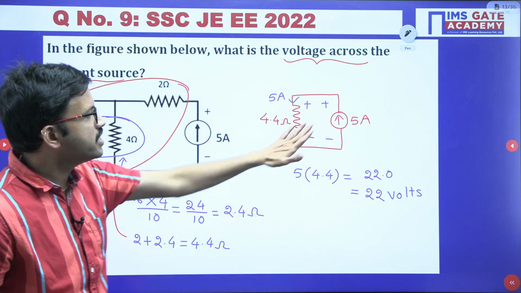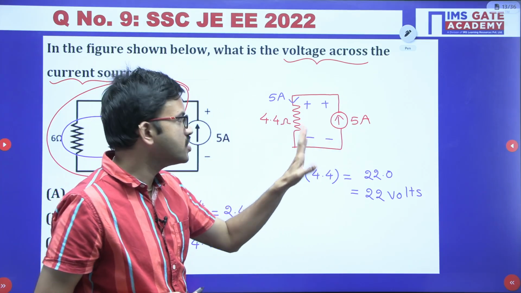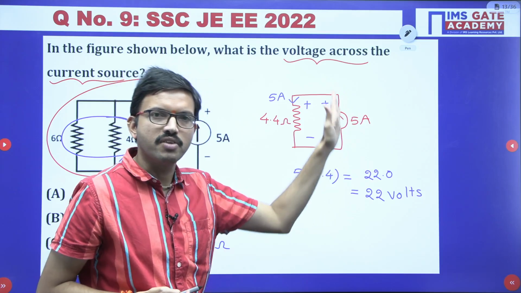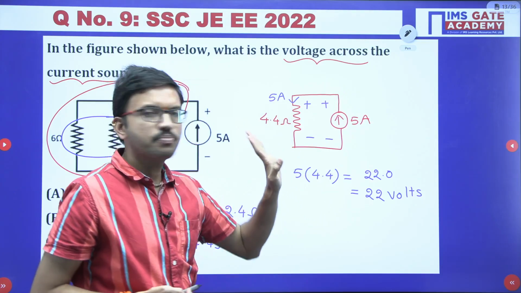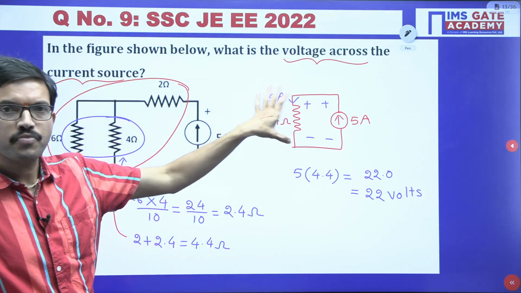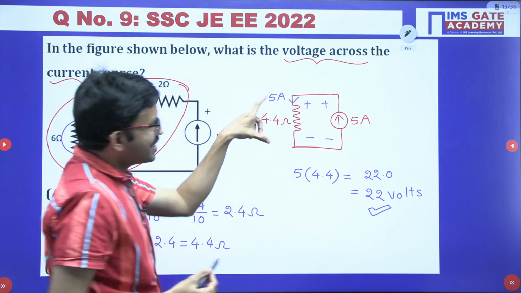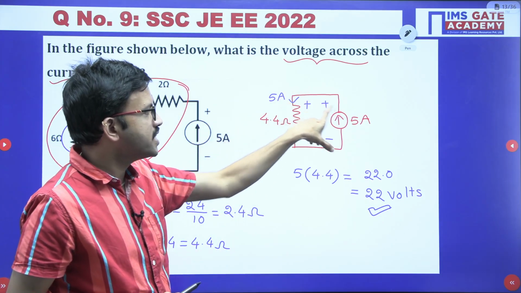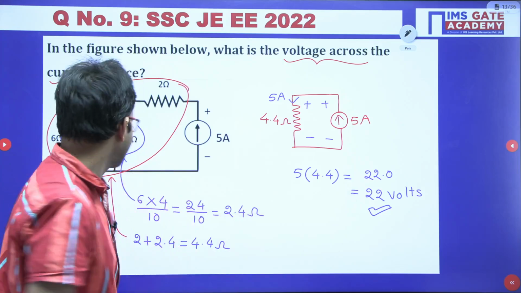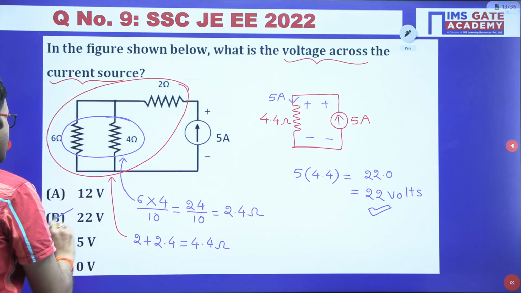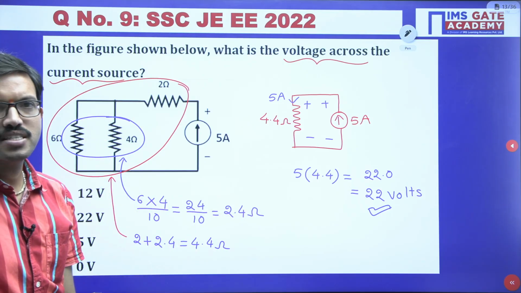Yes or no? Because when you have only one source, obviously that source is delivering the power. The current should leave from positive. Yes, polarities are the same. So in this way, whatever 22 volts you got with respect to the resistor, the same 22 volts will be present across the 5 ampere source. Right? So the answer for this question is option B. Option B is the correct answer.